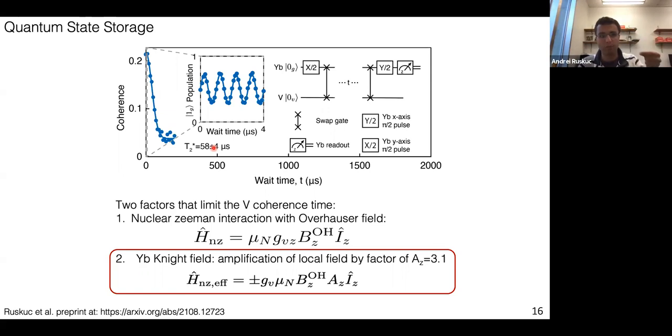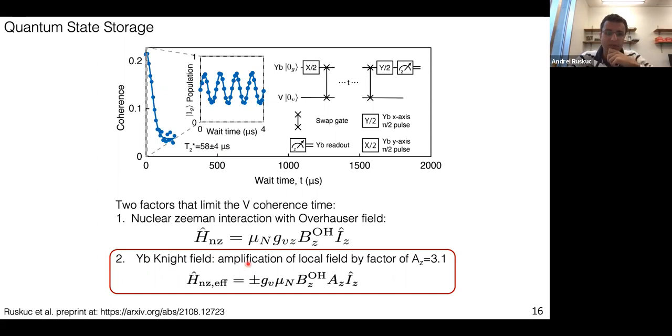The second one, which turns out to be dominant, is the magnetic field generated by the induced ytterbium dipole moment. I mentioned previously that this was a stochastic fluctuating dipole moment generated by the Overhauser field itself. But because of the proximity of the vanadium register to the ytterbium, it is actually acting to amplify that Overhauser field by a factor of about 3. Therefore, it's this noise source which dominates the decoherence of our vanadium register. We call this effective field generated by the ytterbium the night field.